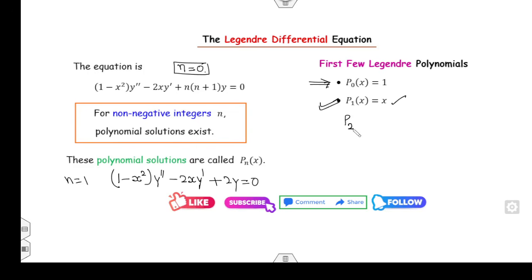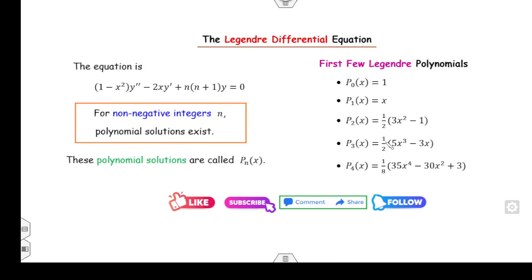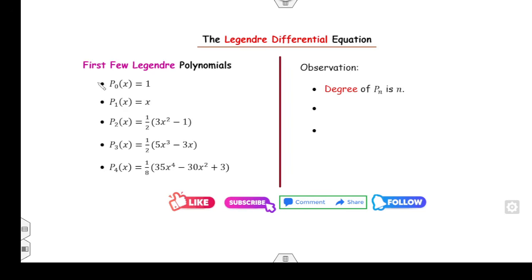Similarly, if you consider n is 2, you will get another solution. If you consider n is 3, you will get another solution, and so on. These are the first few Legendre polynomials corresponding to the different values of n. From all these Legendre polynomials, the first observation is, if you consider P1, then the polynomial has degree 1.